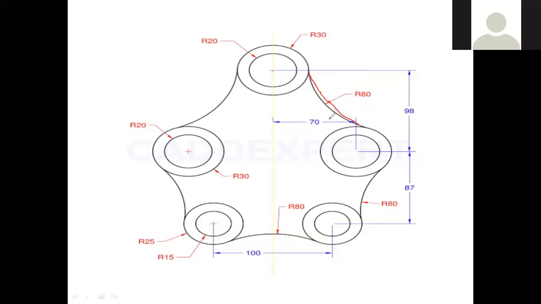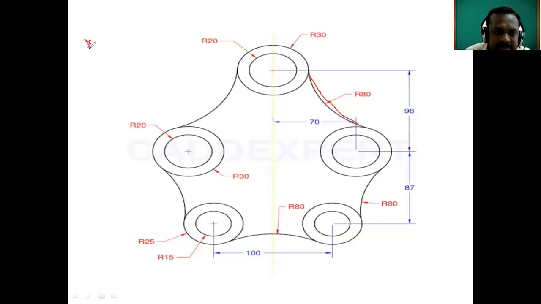Then draw half of the figure and mirror it. Yes, please repeat. Half figure and mirror, sir. Okay, then just tell me the stepwise procedure. How to draw first, from where we have to start the figure. Which circle do we have to draw? What is the dimension? Like this we have to tell.